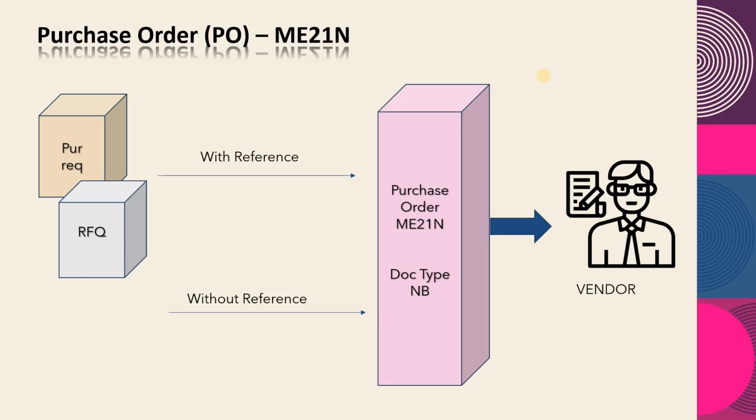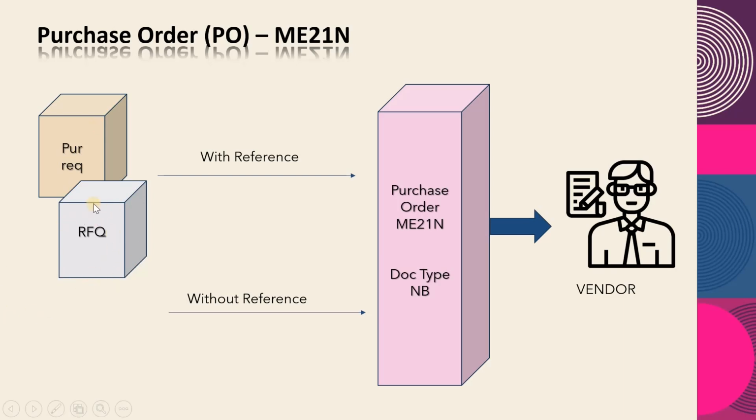So how can we create the purchase order? We can create it with reference to a purchase requisition, as shown in this block, where we created the purchase requisition. If any requisition is there within the department, we have to raise the purchase requisition. It's an internal document, it doesn't go outside of your company.